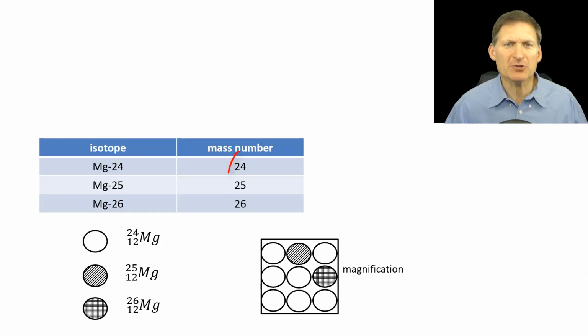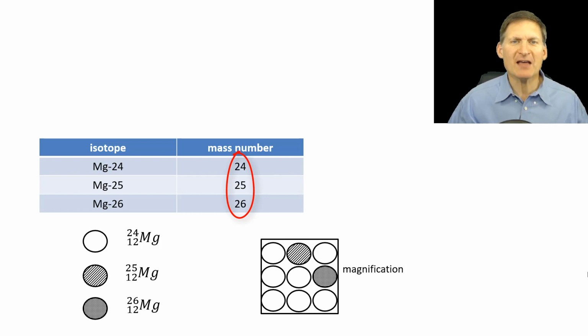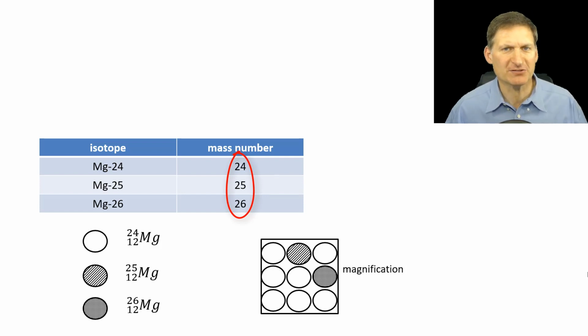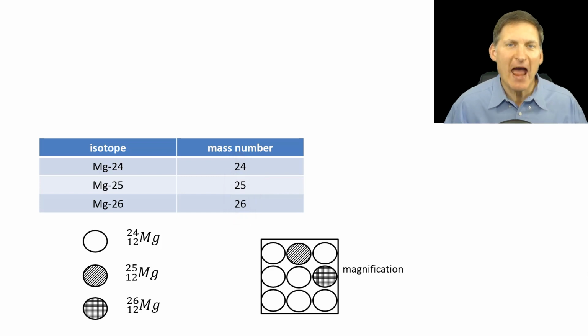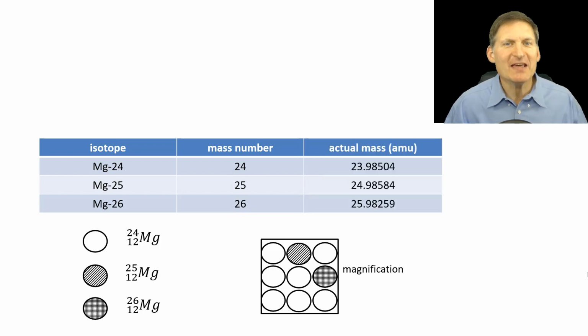Now, even though these are called mass numbers, they are not masses. Recall mass number is determined by adding the protons plus the neutrons. Well, when you add how many particles you have, you don't end up with a mass, you end up with, well, how many particles you have. Here, on the other hand, you now see the actual mass of each atom of each of these isotopes.